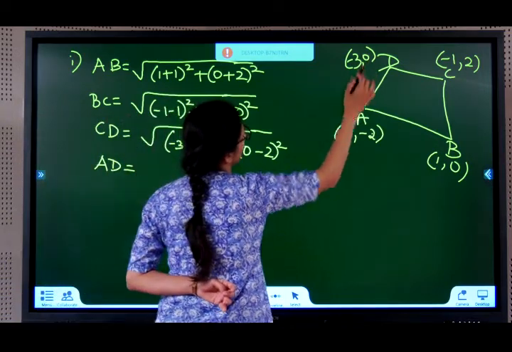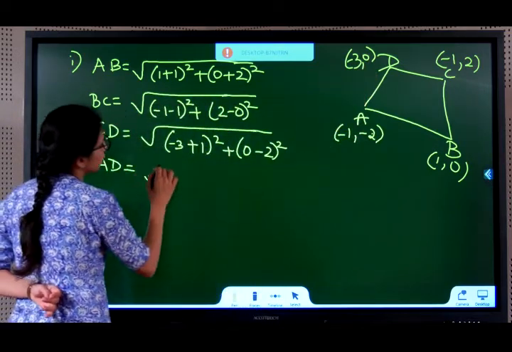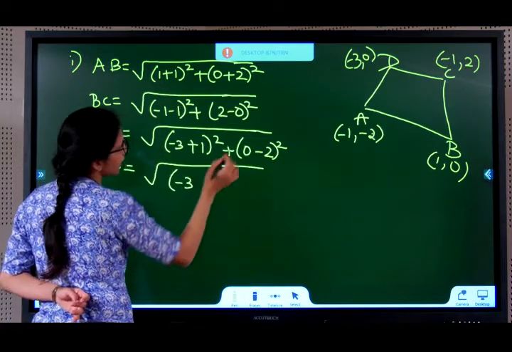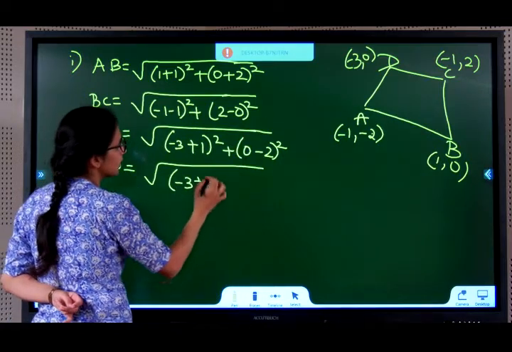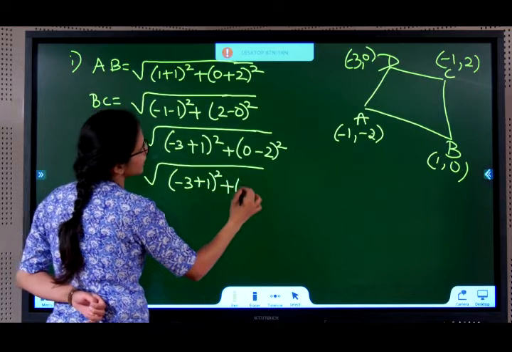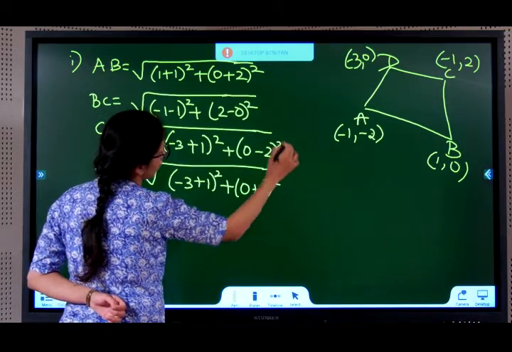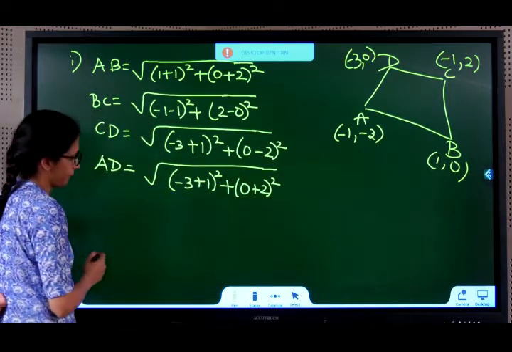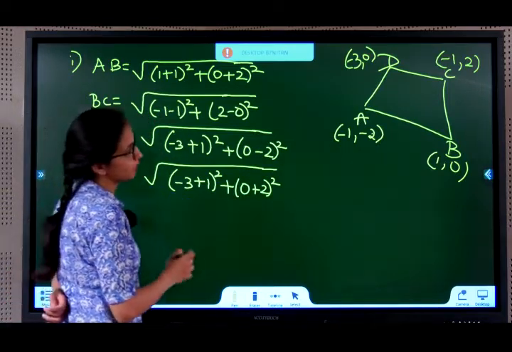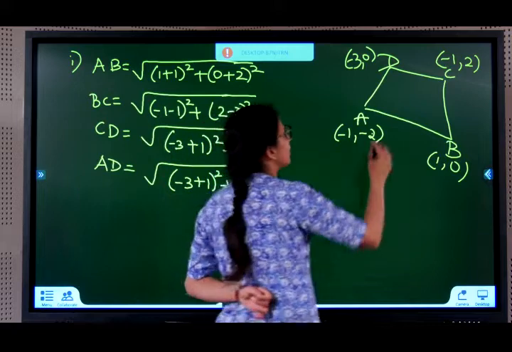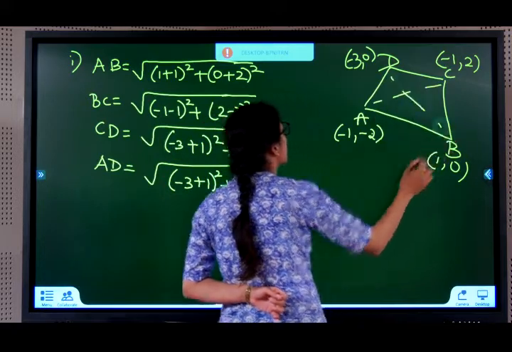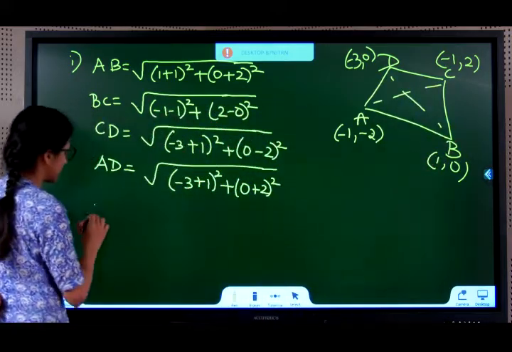I'm taking this one as x1, y1, x2, y2, okay? So, root of minus 3 minus of minus 1, so plus 1 the whole square plus 0 minus of minus 2 plus 2 the whole square. You will all know how to simplify it. Simplify it on your own. Next, after checking the sides, what do you have to check? Diagonals. So, we have to do for AC and BD.